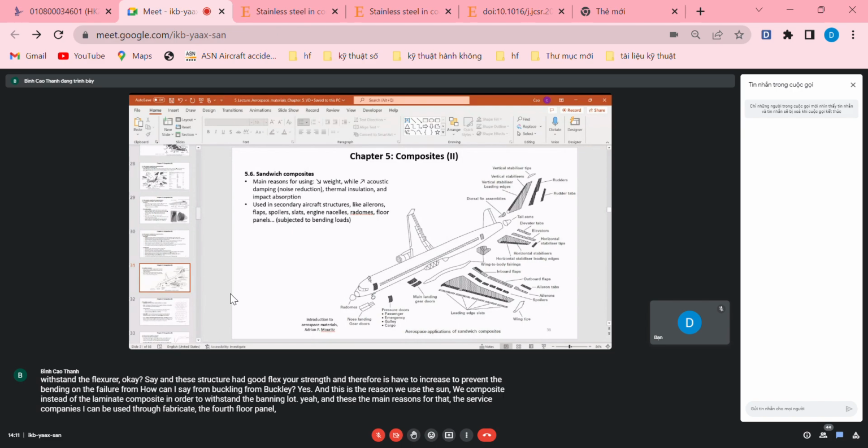And there are several parts inside an airplane that can be fabricated by the sandwich composite, for example the radome, nose landing gear doors, main landing gear doors, and so on. So you can see from here the different parts of the airplanes which are made of sandwich composites. And whether or not we have already produced sandwich composite in Vietnam, I do not know for the moment.